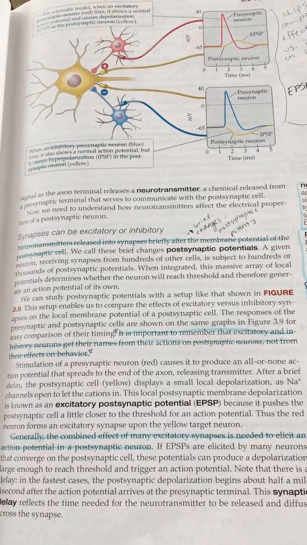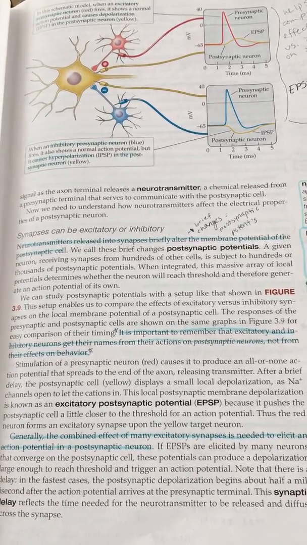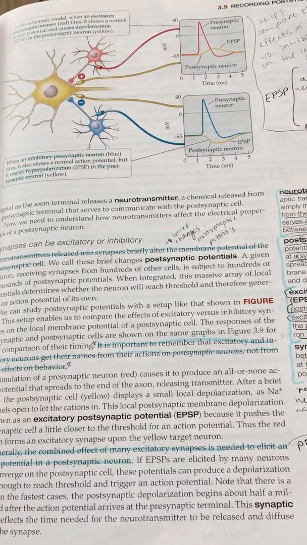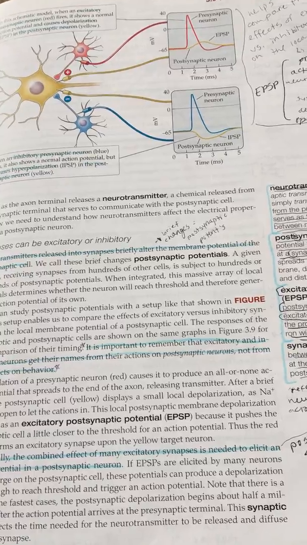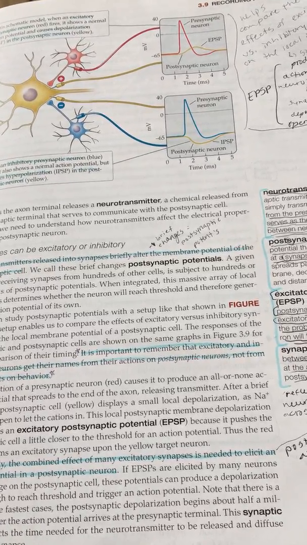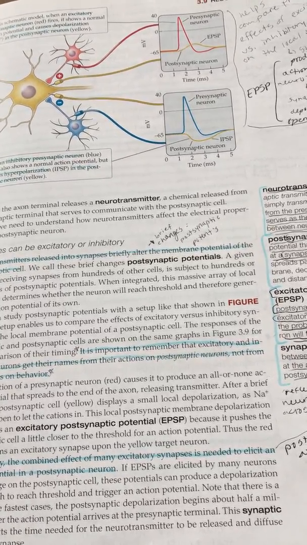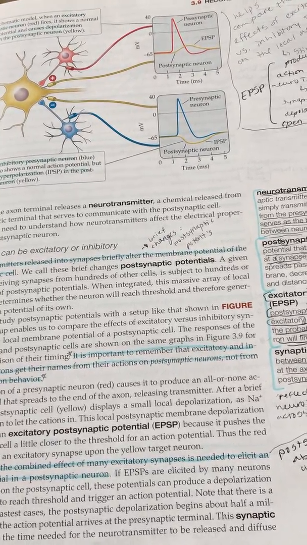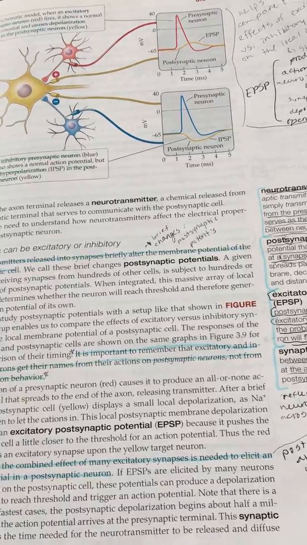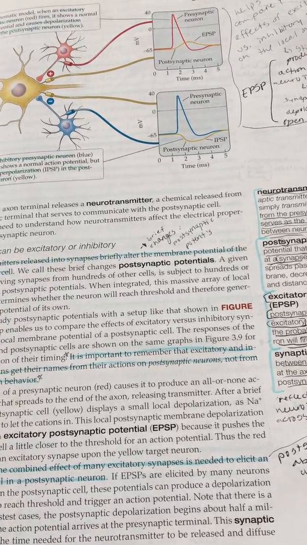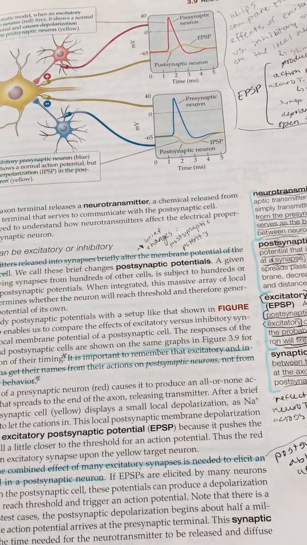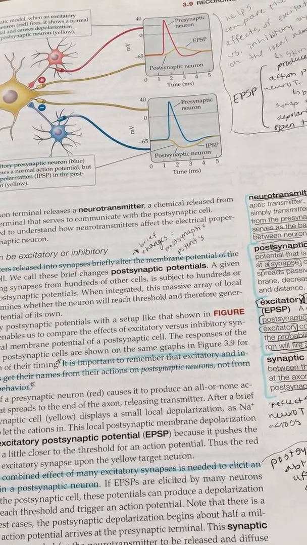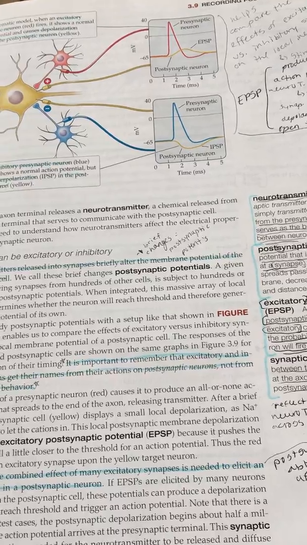Chapter 3, Segment 3 starts out by talking about how synapses can either be excitatory or inhibitory. The membrane potential of the postsynaptic cells is briefly altered by neurotransmitters being released into synapses. Postsynaptic potentials are brief changes in the membrane potential of the postsynaptic cell. These potentials determine whether the neuron will reach threshold and generate its own action potential or not, and they are initiated by stimulation at a synapse, spreading passively across the membrane.